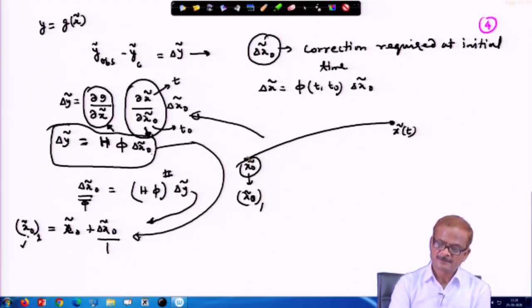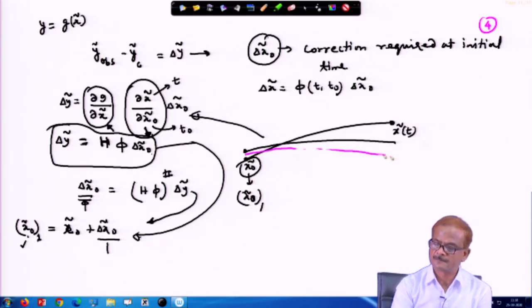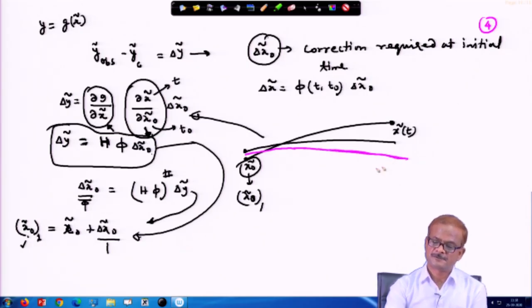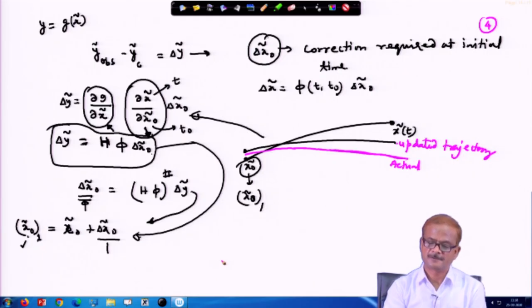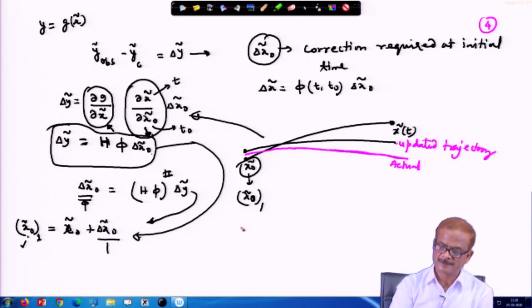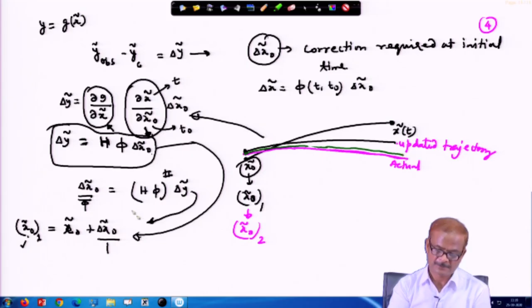Once this is replaced, again the new value, after correction, may lie somewhere here, and then we propagate. Okay. And your actual trajectory may be somewhere here. This is your actual trajectory, which is unknown, and this is the updated trajectory. So, this way, if you keep iterating, it gets updated again. So, this is x 0 2, that means after the update, let us say this comes to somewhere here. Okay. And once we propagate, this comes closer to this, and after applying these corrections, next time you have x tilde 0 3.